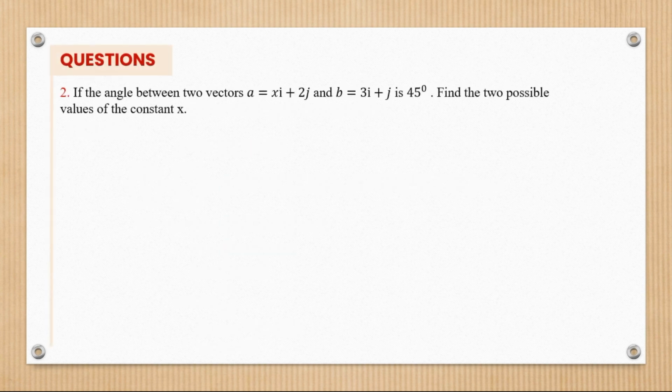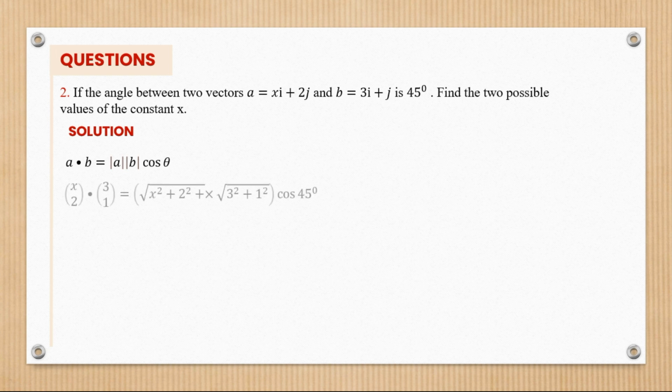So the next question: if the angle between two vectors, A equal to xi plus 2j and B equal to 3i plus j, is 45 degrees, find the two possible values of the constant x. In this example, we've been given the angle and we want to find the values of x. So how do we do it? Again, we're going to use the dot product. A dot B shall be equal to the magnitude of A times the magnitude of B cos theta.